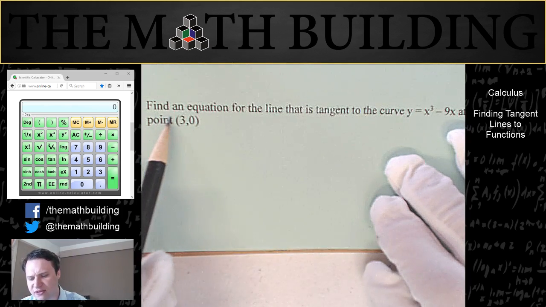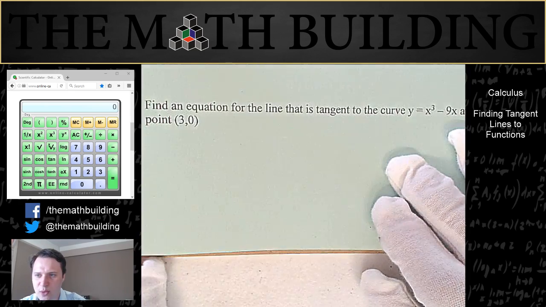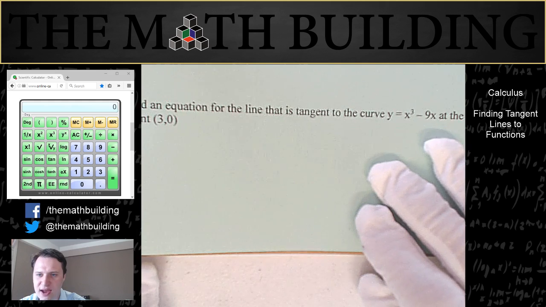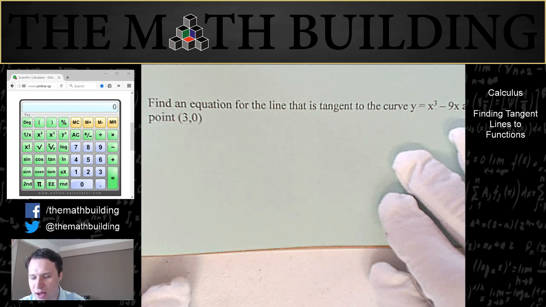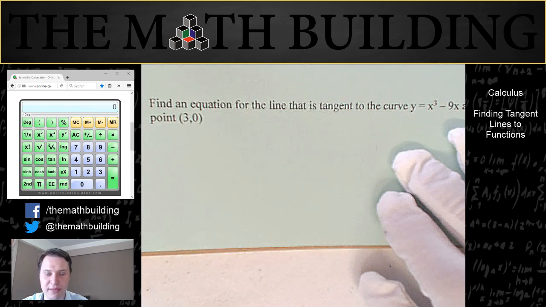This question asks us to find an equation for the line that is tangent to the curve y equals x to the 3 minus 9x at the point (3, 0). So what is the tangent line at (3, 0) that only touches the graph in one place?